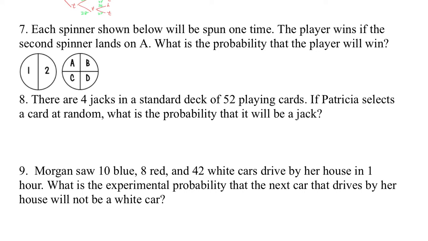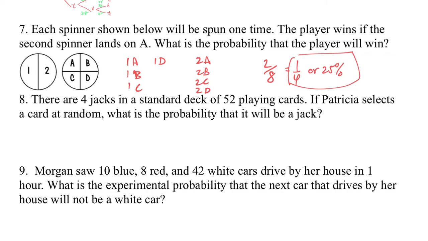Well, what's the sample space? We could get 1, then A; 1, then B; 1, then C; 1, then D. We can get 2, then A; 2, then B; 2, then C; 2, then D. There are 8 different items in the sample space. How many of them happen for A? It's 2 times in 8. It's 1 in 4, or 25% of the time.